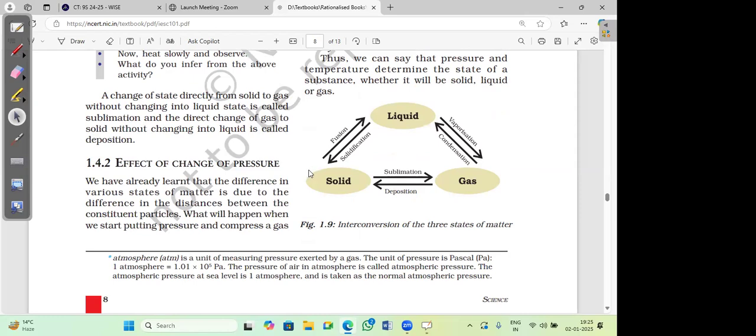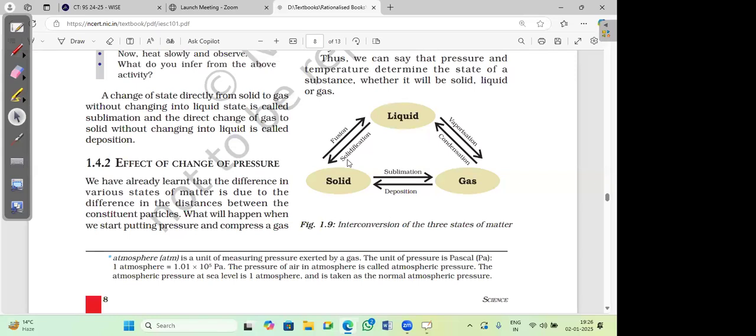So first of all, we see the change of all the three states. A solid can be changed directly to the gaseous state, which we call sublimation, and a gas can be changed directly to the solid state, which we call deposition. A solid changing to gaseous state is sublimation, and a gas changing to solid state is called deposition. Similarly, a solid can be changed to the liquid state, which we call fusion, or liquefaction, and the liquid can be changed to solid state, which we call solidification. So ice changing to water is fusion, and water changing to ice is solidification.